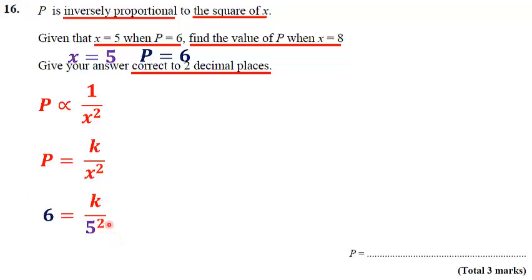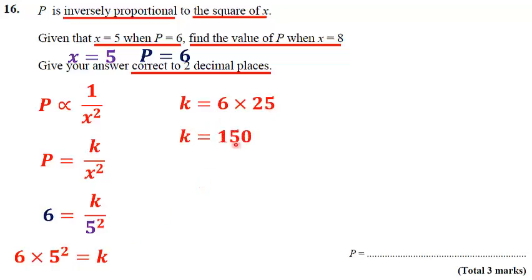Okay, so I have 6 equals k divided by 5 squared. I'm going to get rid of that 5 squared, so I'm going to times 6 by 5 squared. Working this out, k is equal to 6 times 25. 5 squared is 25. 6 times 25 is 150, so I know k is 150. And I'm going to replace k in the equation, right, with 150. So I'll get p is equal to 150 over x squared.